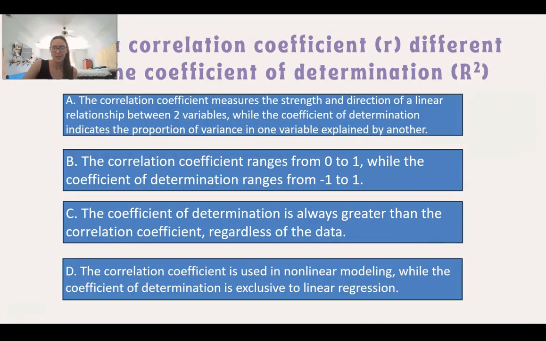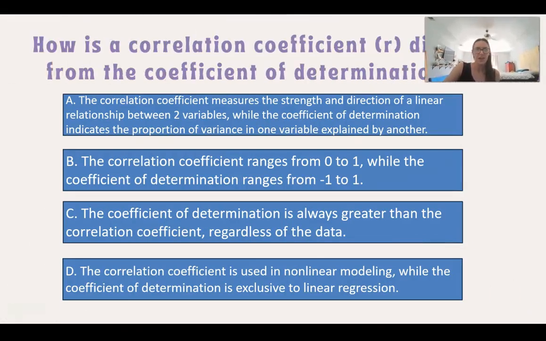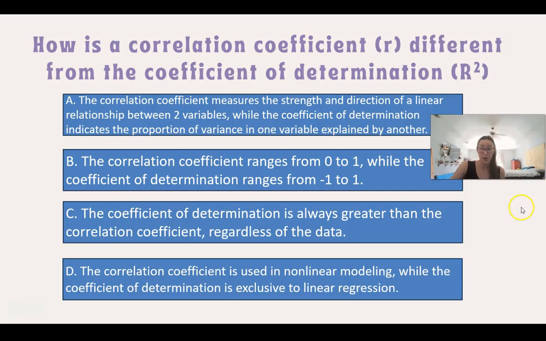All right, so this is a new thing I added this year. You can basically click on the answer you think and the correct answer will show up, or if you get it wrong, an explanation of why it is wrong is going to show up. But how is a correlation coefficient different from the coefficient of determination? Go ahead and click the answer you think.